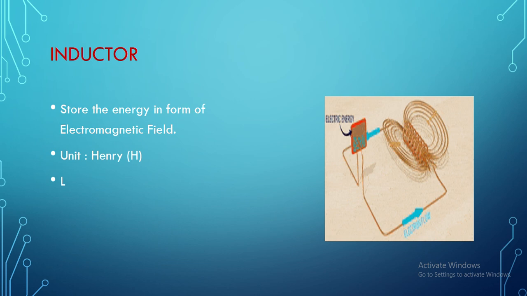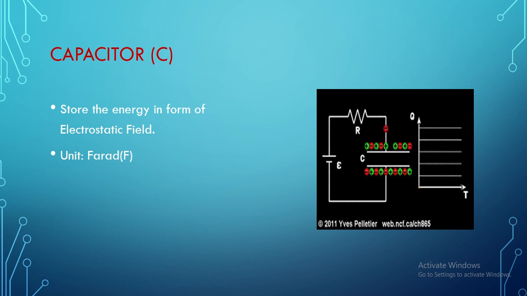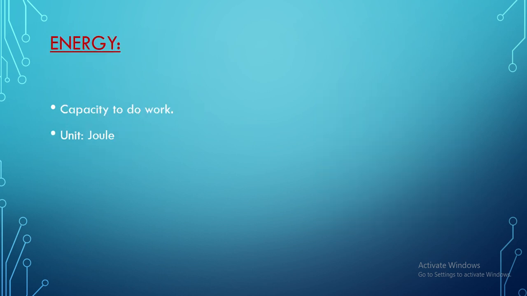Next one is the inductor. Inductor stores the energy in the form of an electromagnetic field. Its unit is Henry. The notation of the inductor is L. Next important element is the capacitor. Capacitor stores the energy in the form of an electrostatic field. Already we discussed that the inductor stores the energy in the form of an electromagnetic field, while the capacitor stores the energy in the form of an electrostatic field. The unit of the capacitor or capacitance is farad.